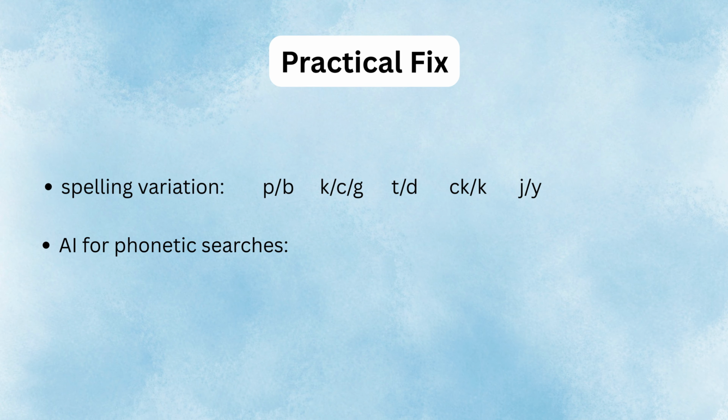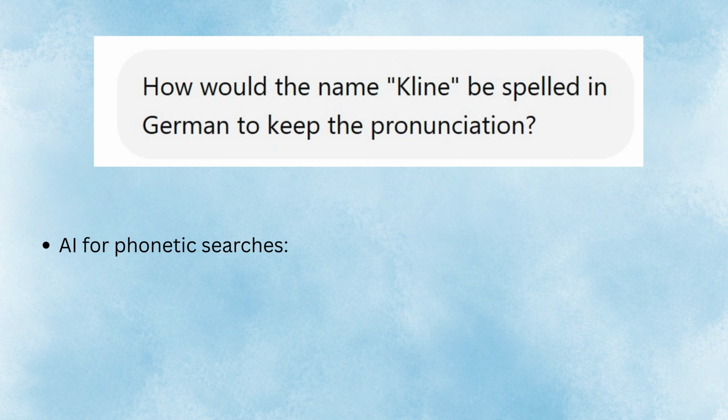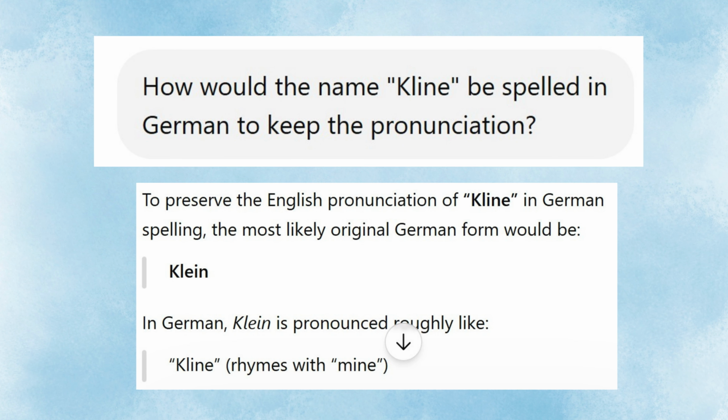For example, I asked AI, how would the name Klein be spelled in German to keep the pronunciation? And the answer was, to preserve the English pronunciation of Klein in German spelling, the most likely original German form would be Klein, spelled Klein. And that's really the German last name, Klein, which by the way means little.